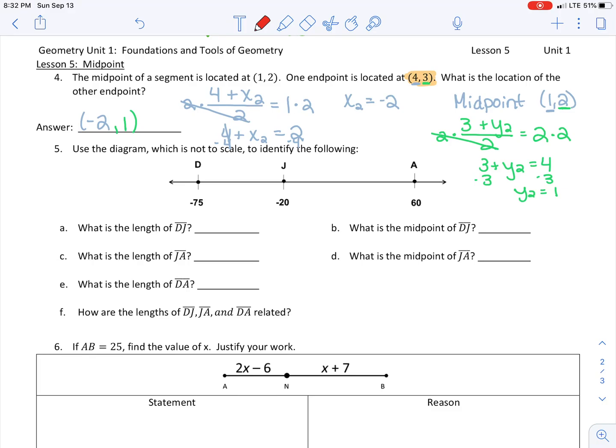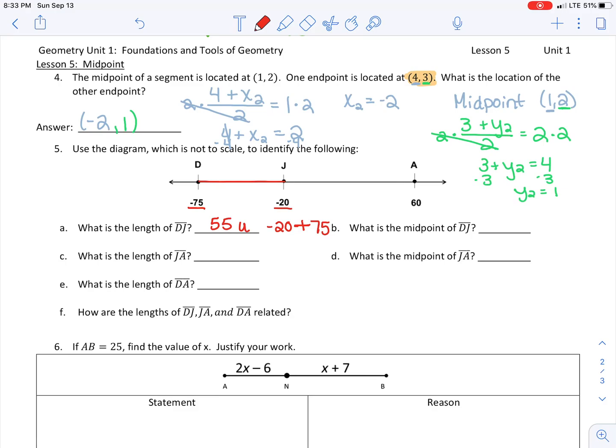Okay, looking at number 5, we already did this a little bit with distance in the last lesson, but we are going to practice this with distance and midpoint this time. For part A, it says, what is the length of DJ? If we're trying to find the length from D to J, we take our highest value, negative 20, and subtract our lowest value, which is negative 75. These two negatives become positive, and negative 20 plus 75 gives me a positive 55. So DJ is 55 units.